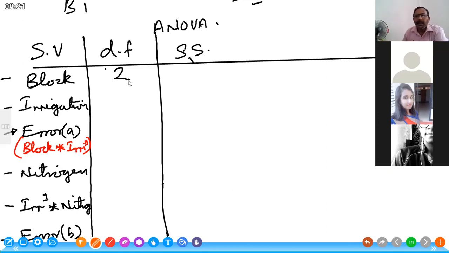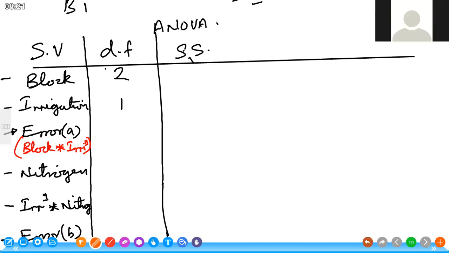Madhusha, tell me what is the degrees of freedom for irrigation? 1, sir. There are 2 levels of irrigation. Good. I will catch another person. So tell me, what is the error degrees of freedom? You can think about your formula. What is your formula? Put it in the formula and get the answer.